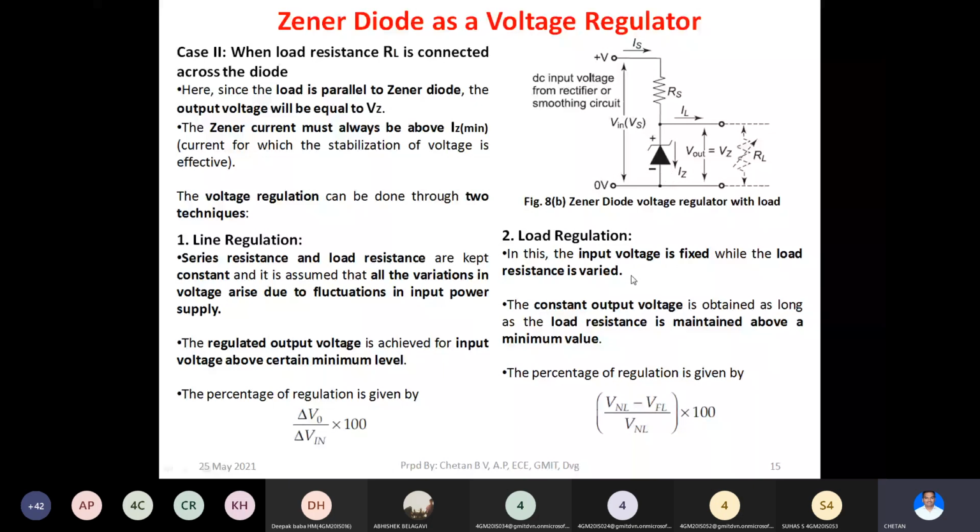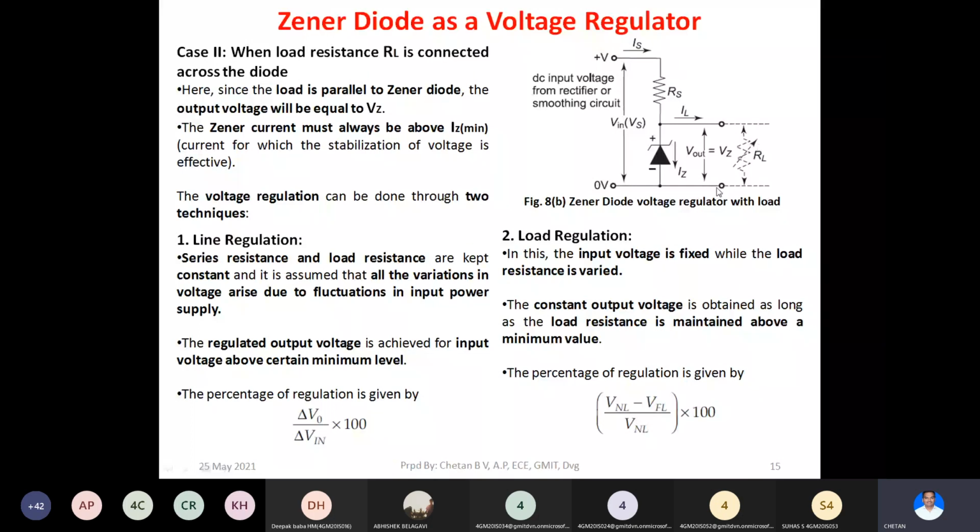And one important thing that you have to notice in this load regulation is you can achieve this constant output voltage as long as load resistance is maintained above a minimum value. So there is a minimum value for this load resistance also. Suppose assume that this load resistance is 0. This load resistance is connected across these two terminals of the diode. If the resistance is 0, then maximum current, the complete current, will flow through this load resistance itself.